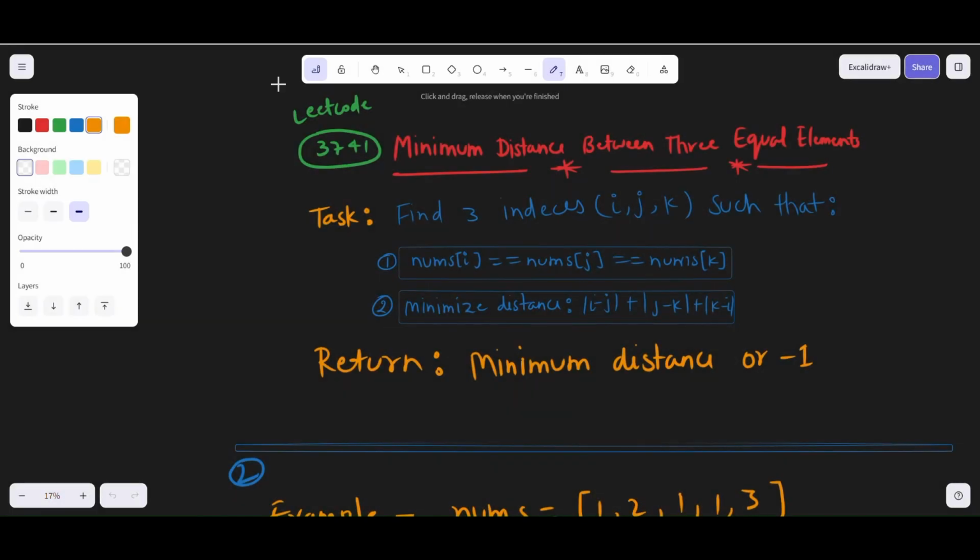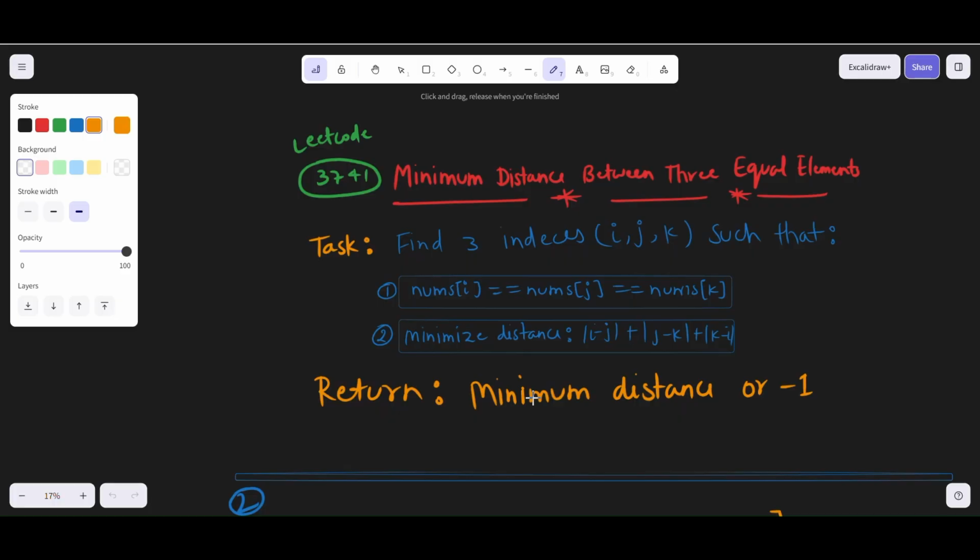In this video we are solving LeetCode 3741, Minimum Distance Between Three Equal Elements. Our task is to find three indices i, j, k such that all three index values are equal, and the distance is calculated as the absolute value of i minus j, plus j minus k, plus k minus i, over all these types of pairs. Find the minimum distance. If there are no three indices whose values are equal, then we return -1.